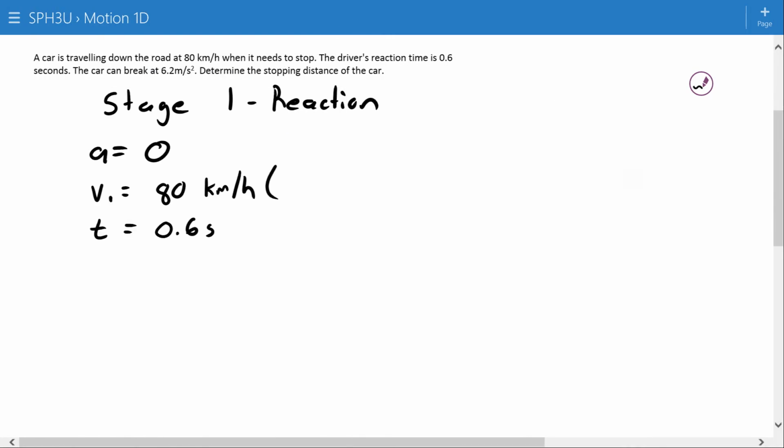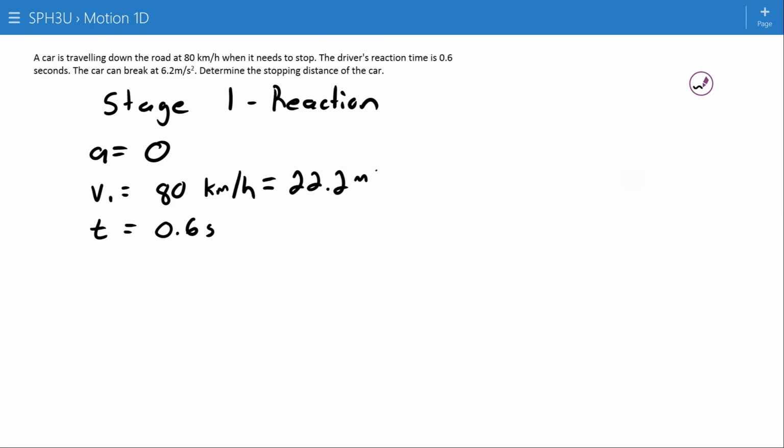Now 80 kilometers an hour is no good. We need it in meters per second. So we're going to divide that by 3.6. We get 22.2 meters per second. And so we can find the displacement that will occur in those 0.6 seconds.